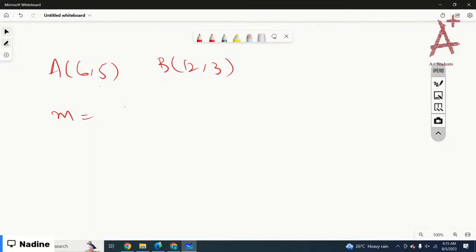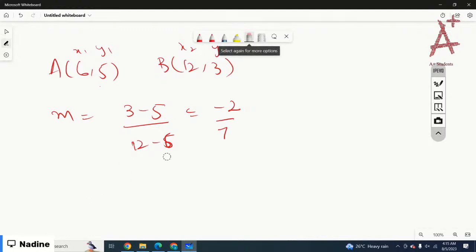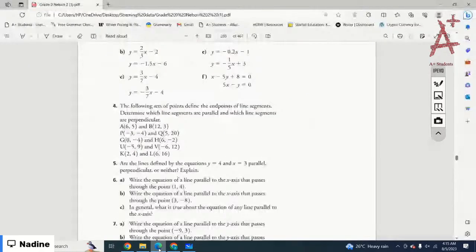It would be y2 minus y1, 3 minus 5. This is x1, y1. This is x2, y2. And x2 minus x1, 12 minus 6. Negative 2 over 6, that is negative 1 over 3. Let's just calculate the slope of the other points and see which lines are parallel and which ones are perpendicular, right?